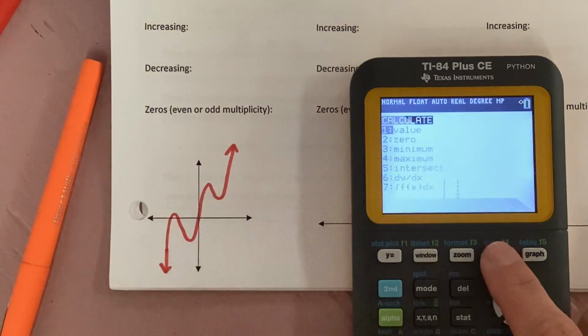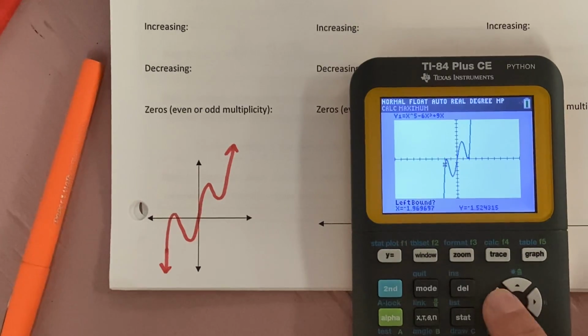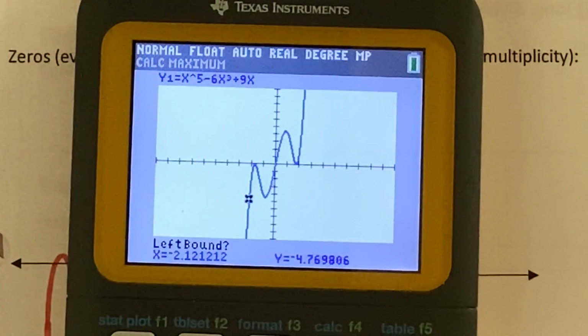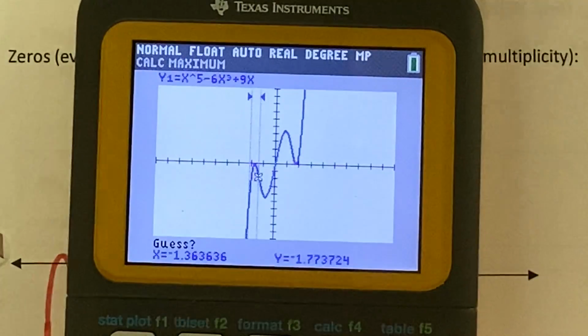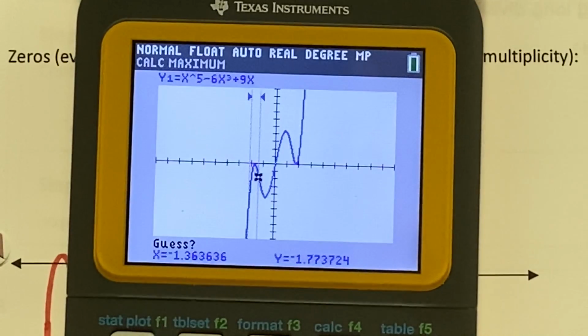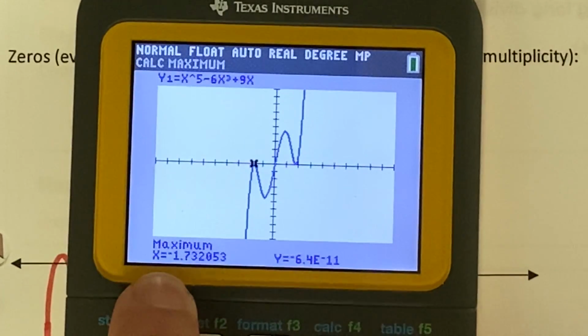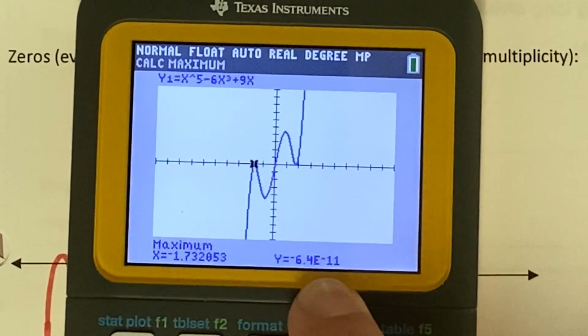So I'm going to go second trace maximum. And I'm going to move my little spider on the left side of my maximum. Zoom in so you can see. So move your spider on the left side of the maximum, hit enter. Move it on the right side of the maximum, hit enter. You do not want to go too far though. Just on the left and on the right. So your little hump is between these imaginary dotted lines. And then hit enter for the guess. And then the point will pop up and you notice it's the same thing, negative 1.732. Remember, if you get the E on these calculators, that just means 0.